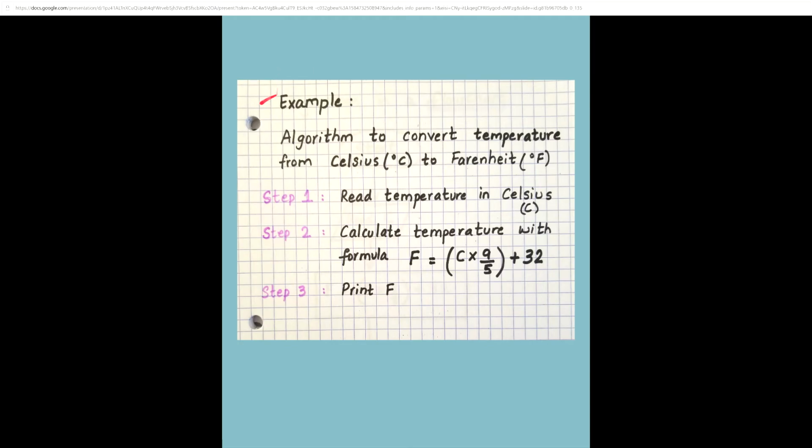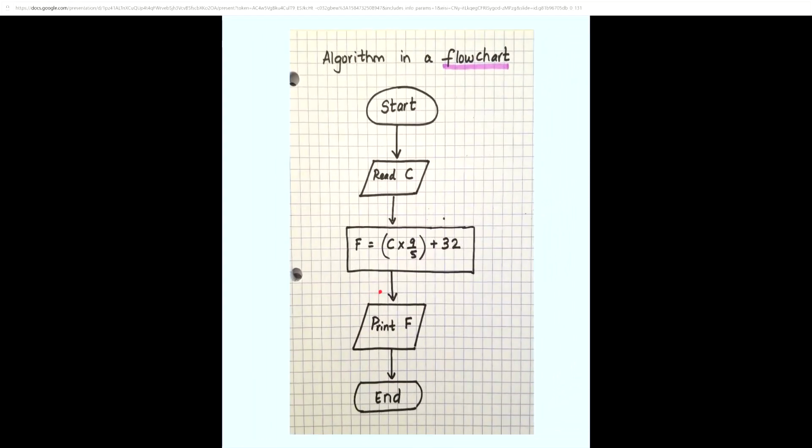An example for that is an algorithm to convert temperature from Celsius to Fahrenheit. The first step is read temperature in Celsius, then you calculate temperature with the formula, and you print Fahrenheit. If you want to see a piece of Python code that does this, go watch my Celsius to Fahrenheit video. And here's a flowchart. Start, read Celsius, do the equation to convert, print Fahrenheit, and then end.